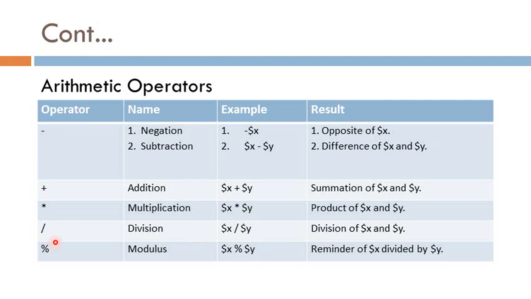Then division. Division divides one number by another. Here I use $x and $y, so I write $x divided by $y. And last is the modulo operator. Modulus divides one number by another number and returns the remainder of the division. So here I write $x modulo $y. This gives the remainder of $x divided by $y.